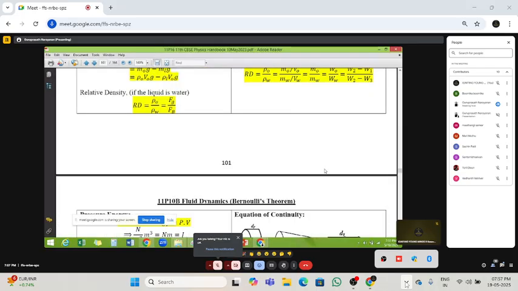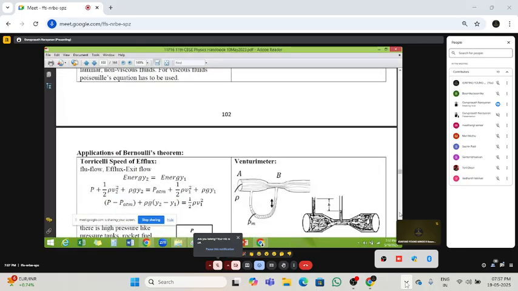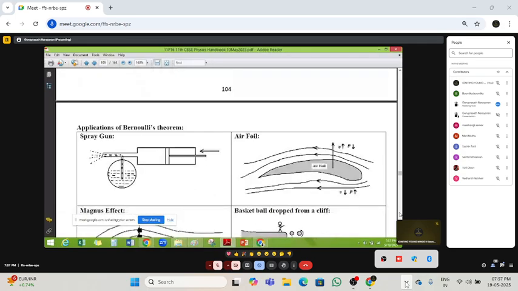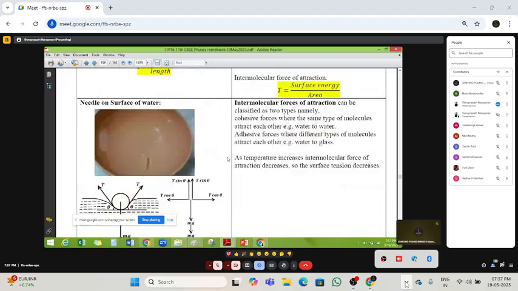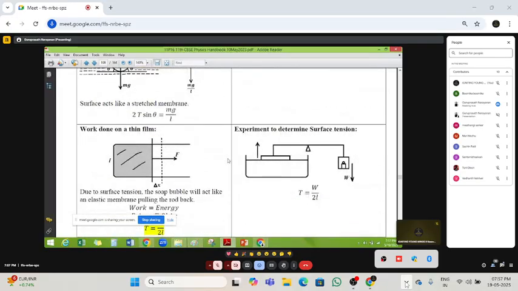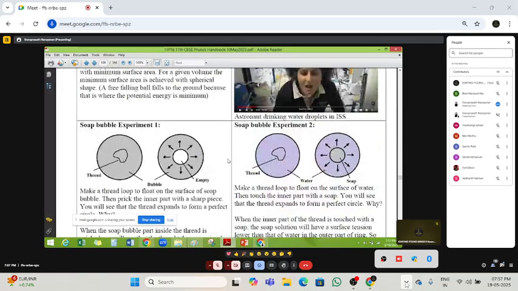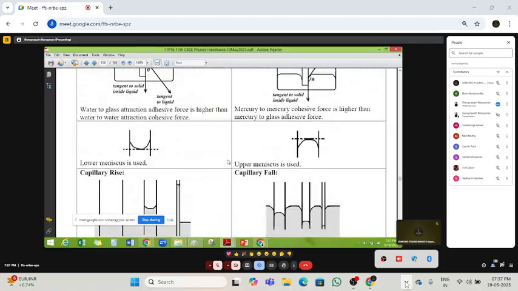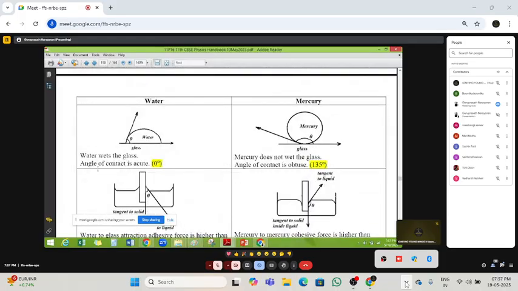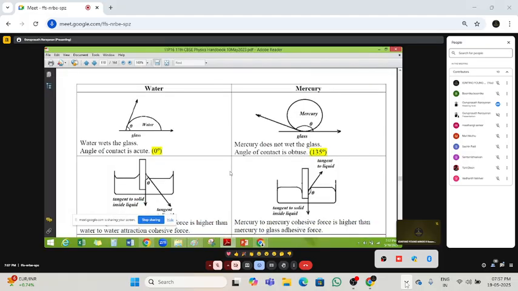So we have to go to the fluids chapter and surface tension. Surface tension is the last part after Bernoulli's theorem. Viscosity is there and then surface tension. So go through the surface tension concepts. And then you should remember something called angle of contact. In this problem, we have angle of contact. You will see that water has an acute angle, whereas mercury has an obtuse angle, a very large angle like this. In other words, water will stick to the glass, whereas mercury will not stick to the glass.